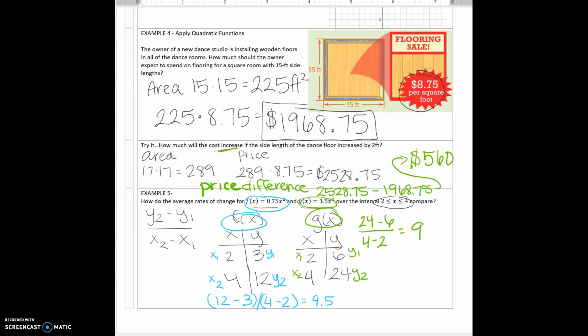So it says, how do they compare? Well, if we look at it, this one's 4.5, this one's 9. And so they actually doubled. And if we look here, 0.75 to 1.5 is also doubled. So you can say g of x is steeper, or you can say g of x is double the f of x. But really it's kind of just talking about how much steeper it is.